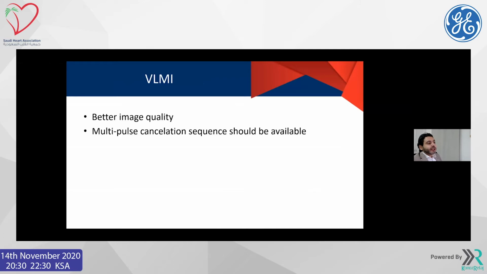Speaking about very low mechanical index. Very low mechanical index, it's a software. You need to have this algorithm and this package. It will produce a better image quality. It has a multi-pulse cancellation sequence. So the machine will cancel anything other than the contrast. I will show you how it's being done in a minute.